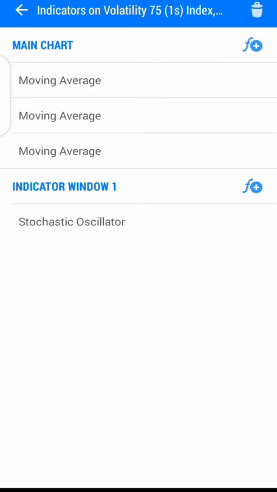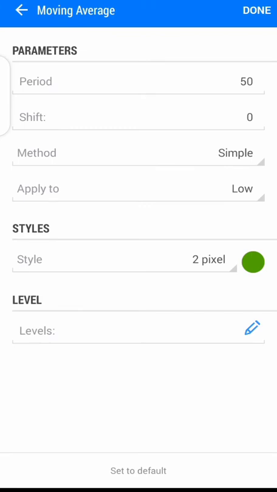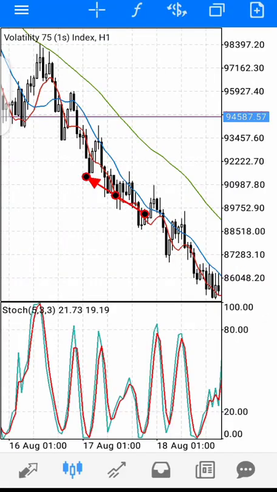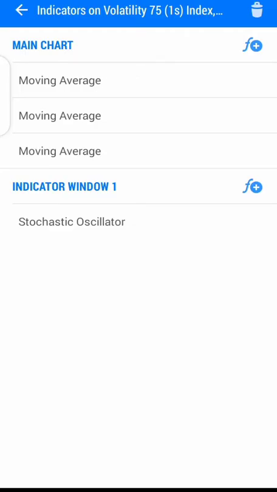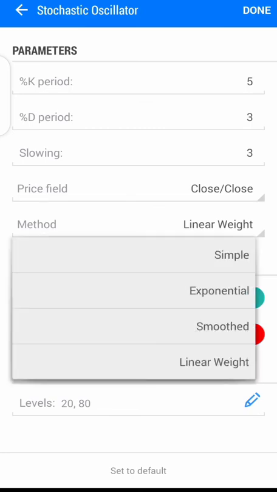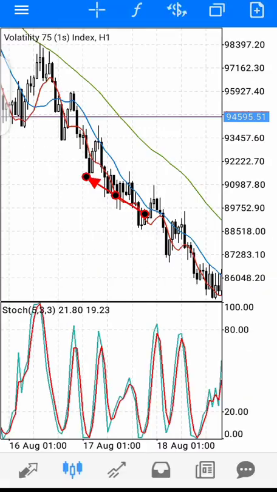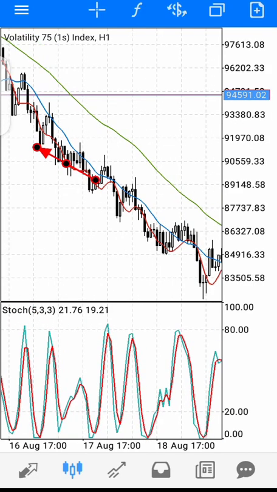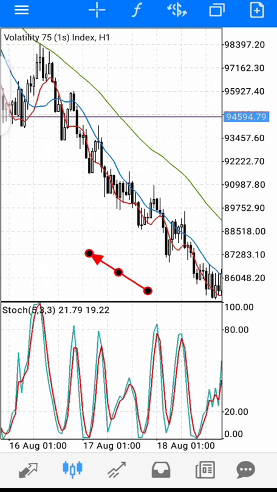Just the indicators: 50, 5, and blue. Then our stochastic, we only change the method to linear weights. Okay, so that's it. That's the strategy.